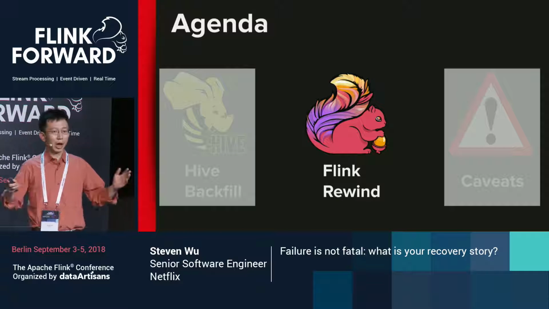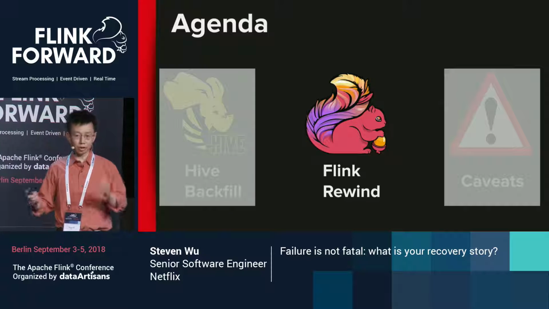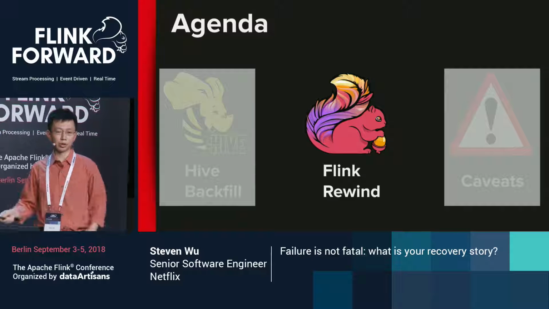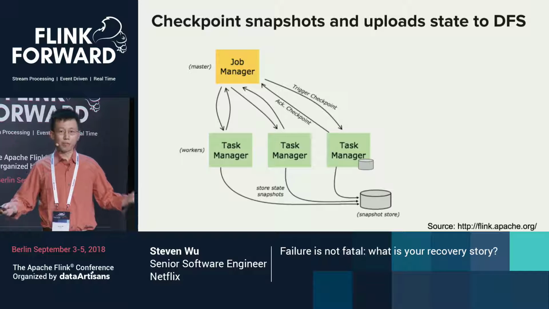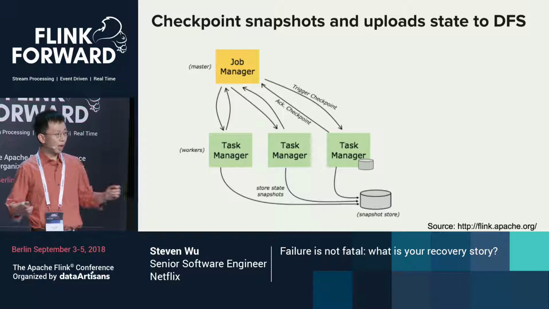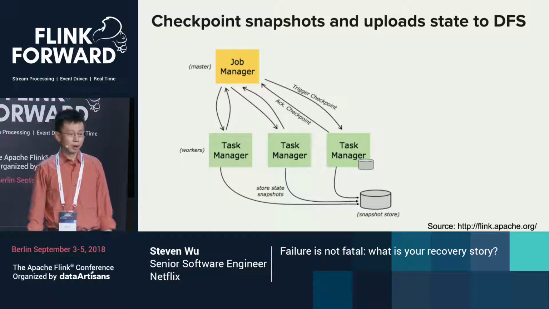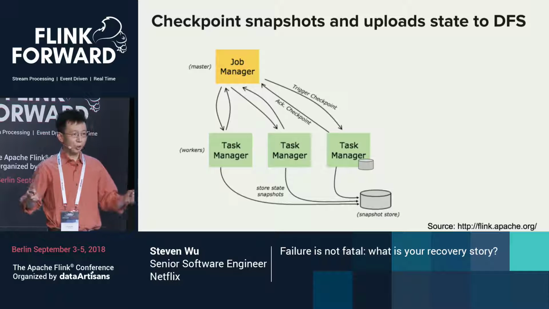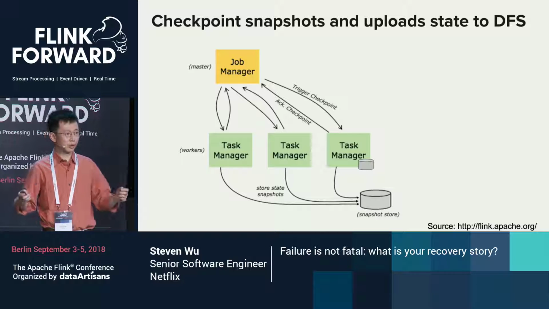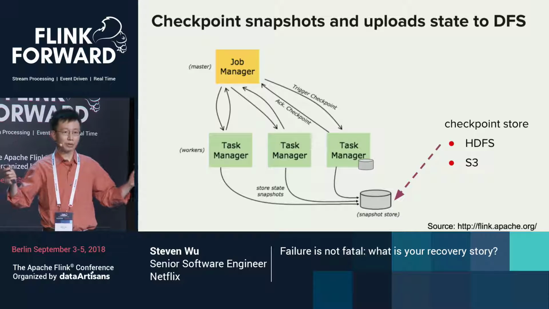We talked about using a Hive table as a backfill source for failure recovery. Now let's look into the second option, where we use Flink external checkpoint. First, a quick overview of how Flink checkpoint works. The Job Manager triggers the checkpoint. It broadcasts the checkpoint barriers to all the task managers. As the checkpoint barriers flow through the job DAG, each operator takes a snapshot of its own state and uploads the snapshot to some distributed file system like HDFS or S3.